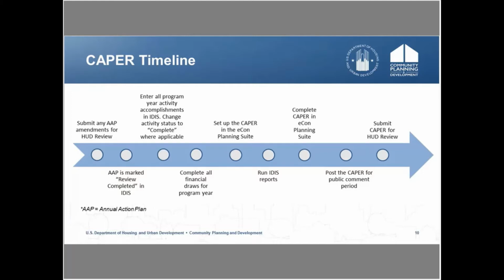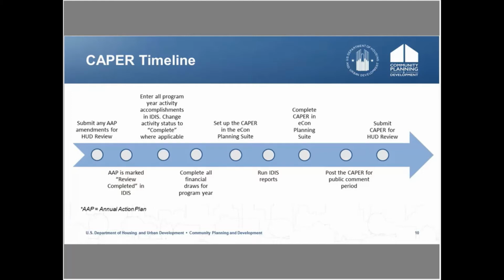It's crucial that you wait until you've completed these initial steps before generating the CAPER. This is because when you create the CAPER, the data that is automatically populated in the CAPER template represents a snapshot of the information in the system at the time you create that CAPER. So the system will pull data from the action plan into the CAPER template from the time the action plan was last marked review completed.